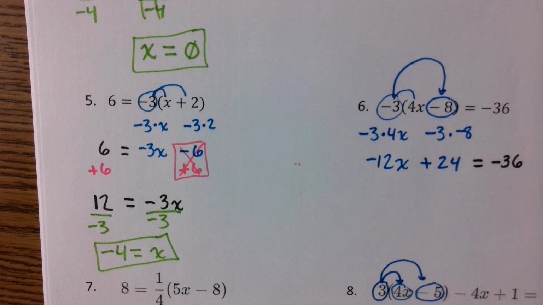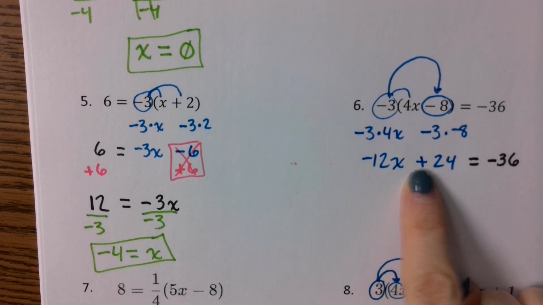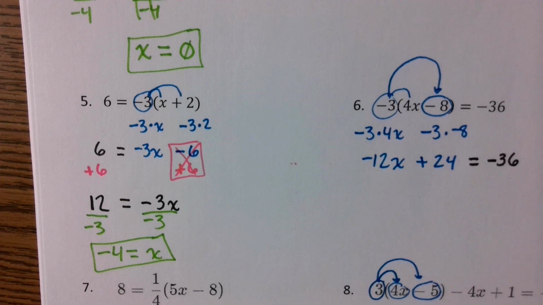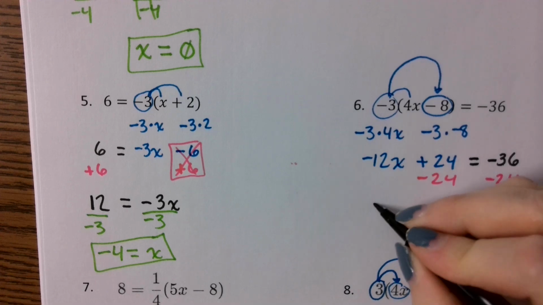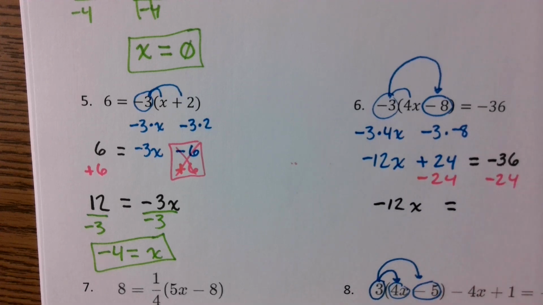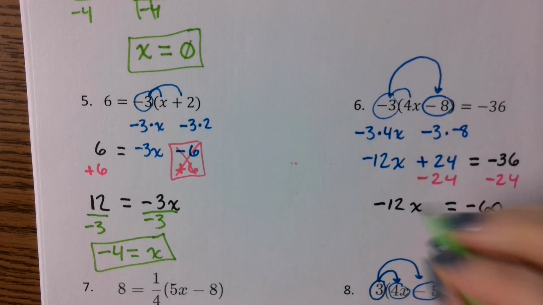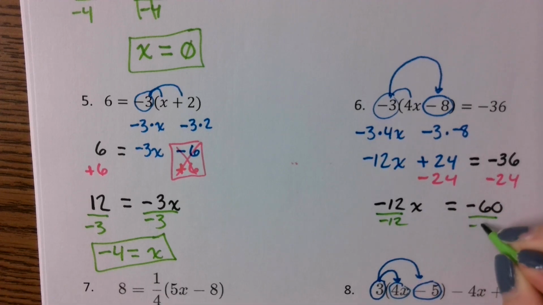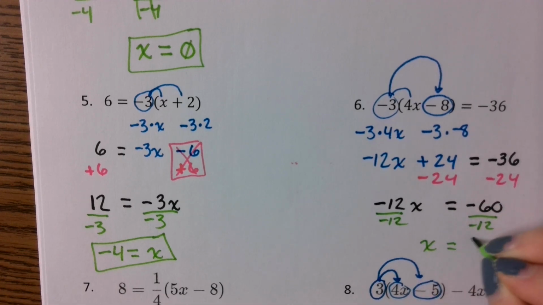Combine like terms? Nope. Right? If we're looking here, that's as simplified as it gets. That's as simplified as that side gets. So no combining like terms. All right, so let's solve. Christiana. Good. Minus 24 from both sides. Gives us a negative 12x is now equal to a negative 60. Ava? Divide by negative 12. We'll get x is equal to a positive 5.